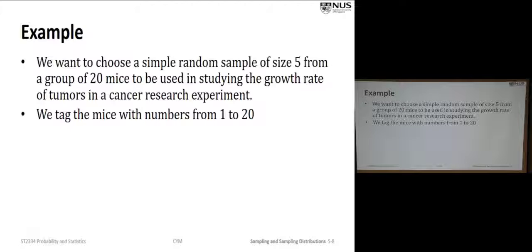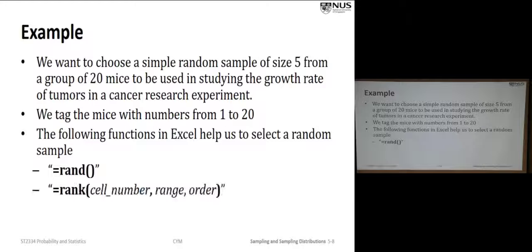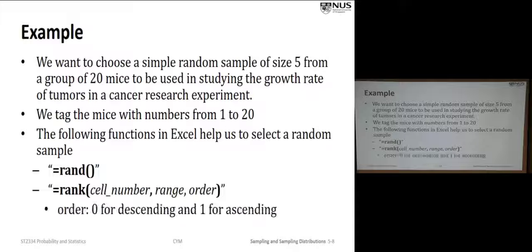So what we do is to label them, the easiest way, 1 to 20, each mouse with a number. Then forget about the mice. Look at these 20 numbers and randomly select 5 out of these 20 numbers. All right, so this is from Excel.